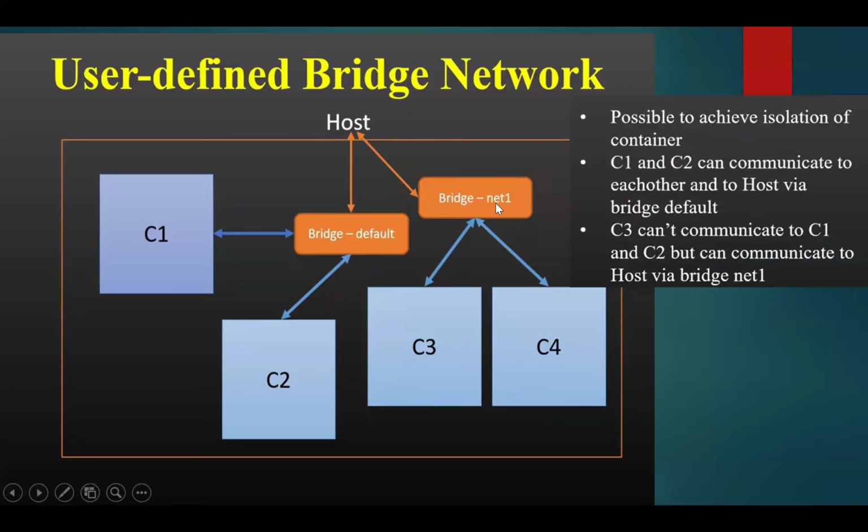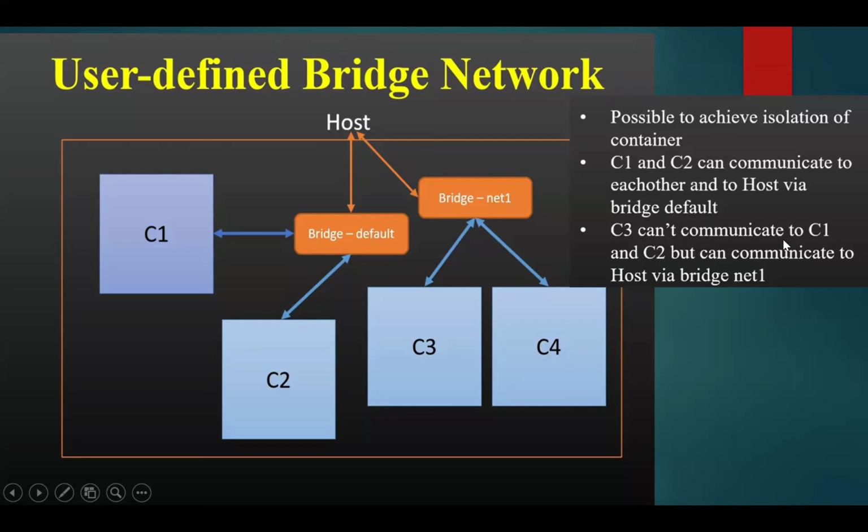Suppose I created C3 and C4 in this net1 bridge. These are totally isolated from C1 and C2. C1, C2 can talk with each other because they are in the default network. C3, C4 can talk with each other because they are in net1. And there is isolation between these two networks. So C1 and C2 can communicate with each other and with the host, host meaning the main machine, via the default bridge.